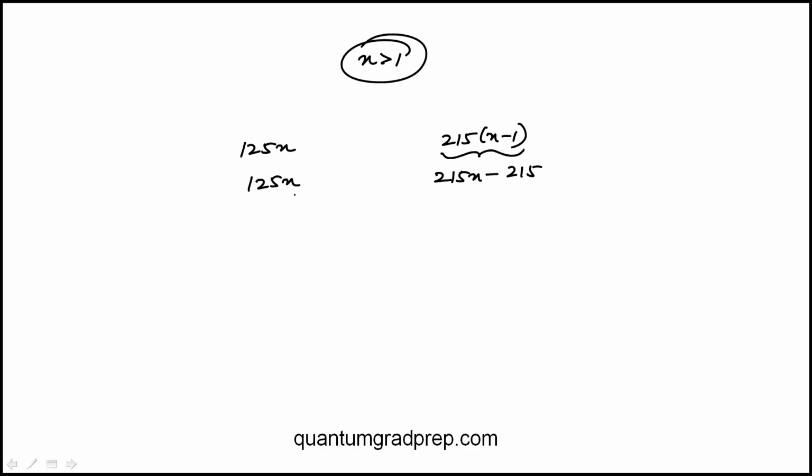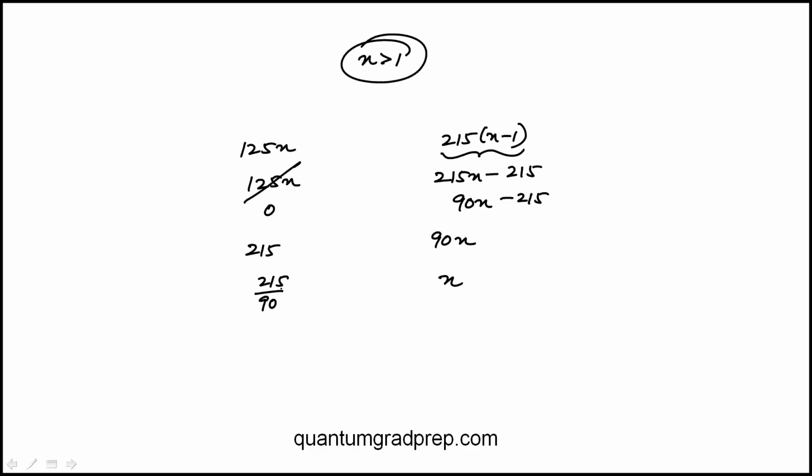So what I'm going to do is subtract 125n. So that would be 90n. And I'm going to add 215 and divide by 90.